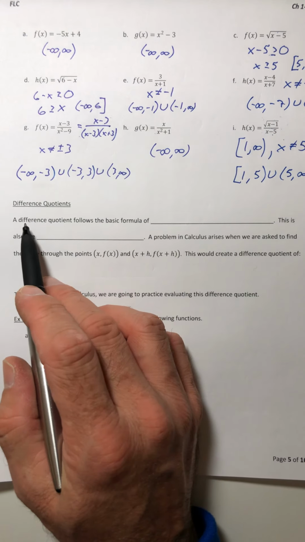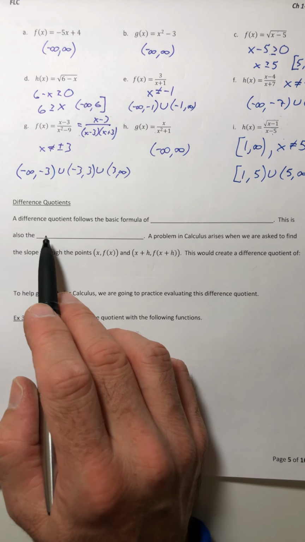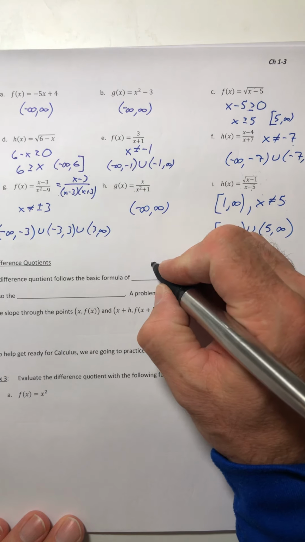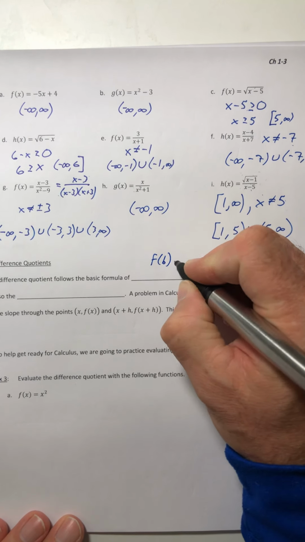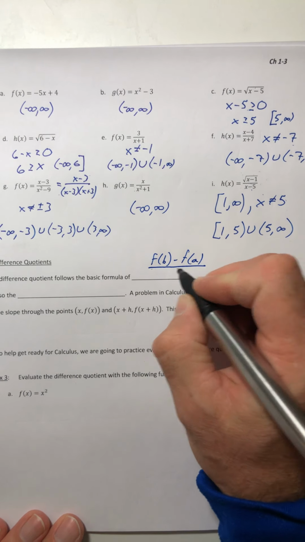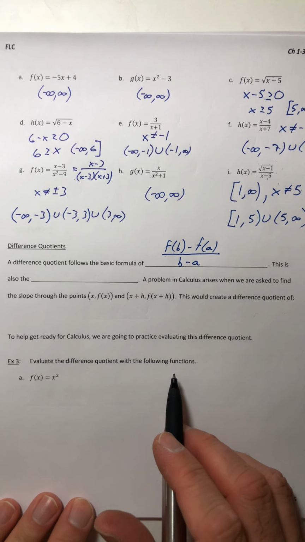Okay, so now let's tackle the last part of the section, these difference quotients. So a difference quotient follows the basic formula of f of b minus f of a, all over the quantity b minus a.